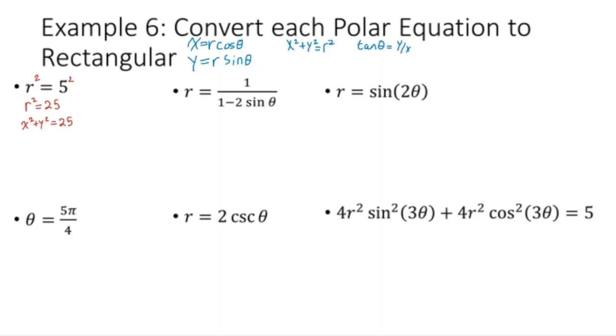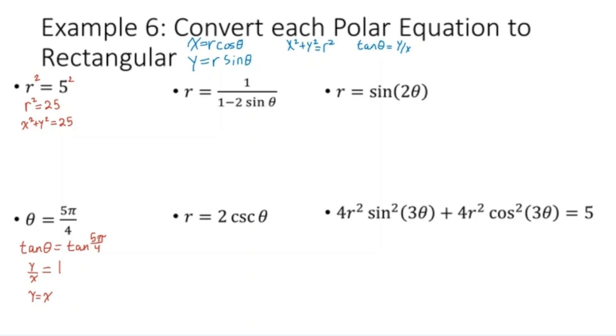Next, for theta equals 5 pi over 4, since theta is isolated, we can apply the tangent function to both sides of the equation. Tangent theta is y over x in rectangular form. Tangent of 5 pi over 4 is positive 1. So we have y over x equals 1. Multiply both sides by x to make the equation look nicer, and we get y equals x. So theta equals 5 pi over 4 in polar form is equivalent to y equals x in rectangular.